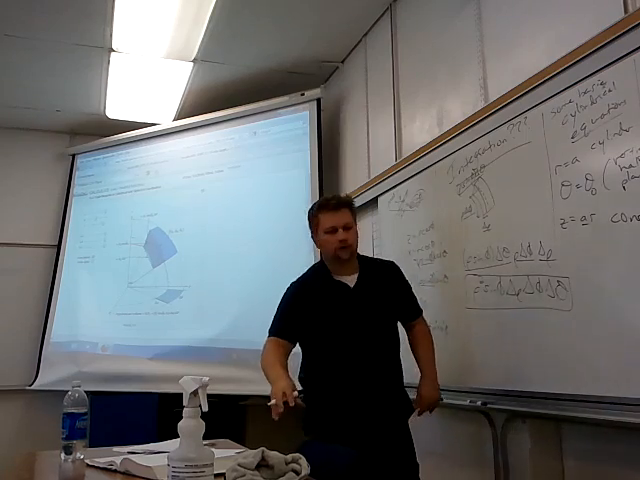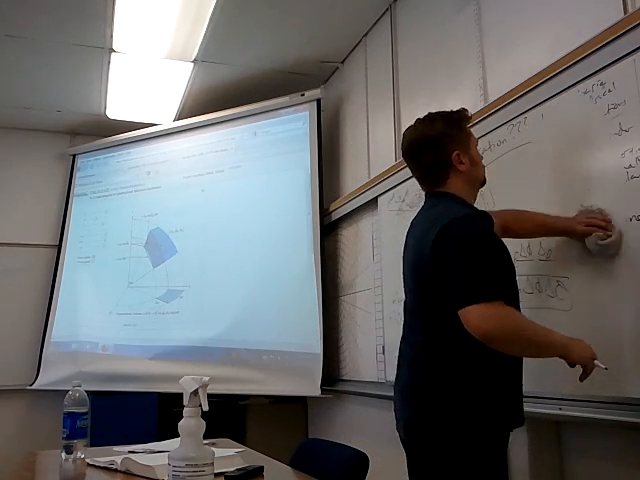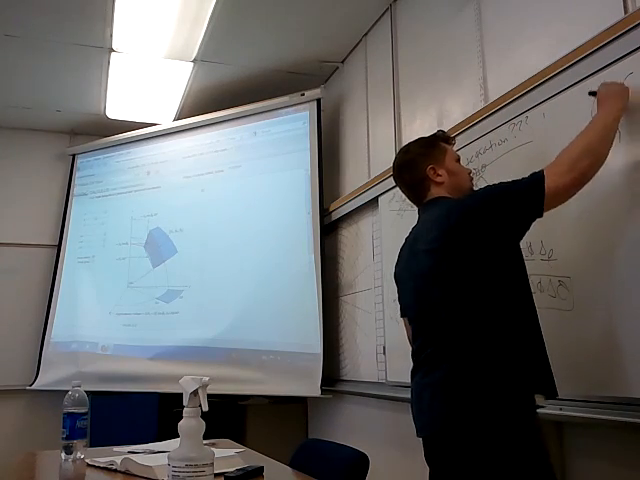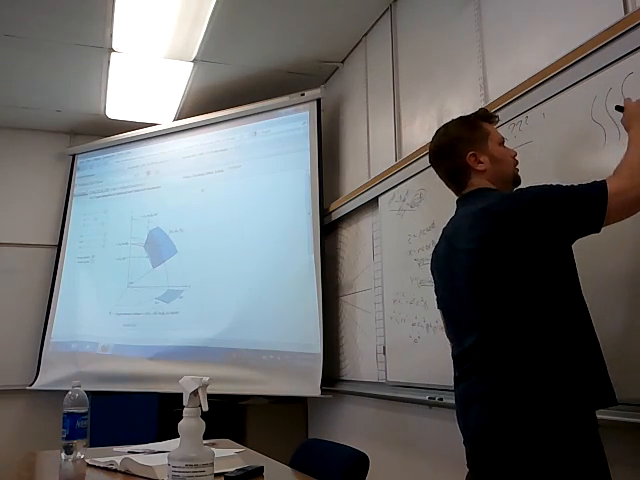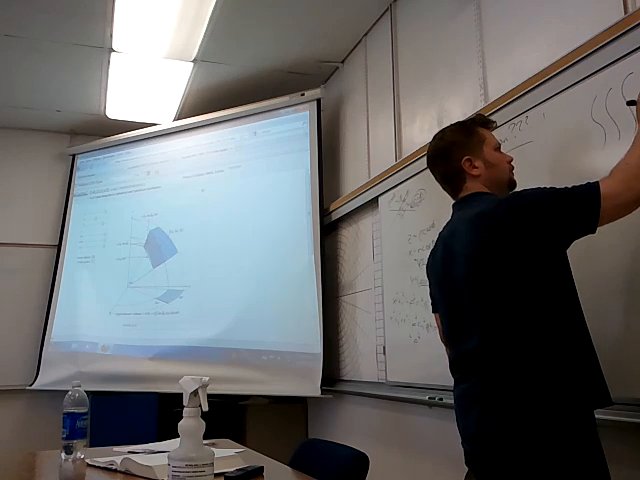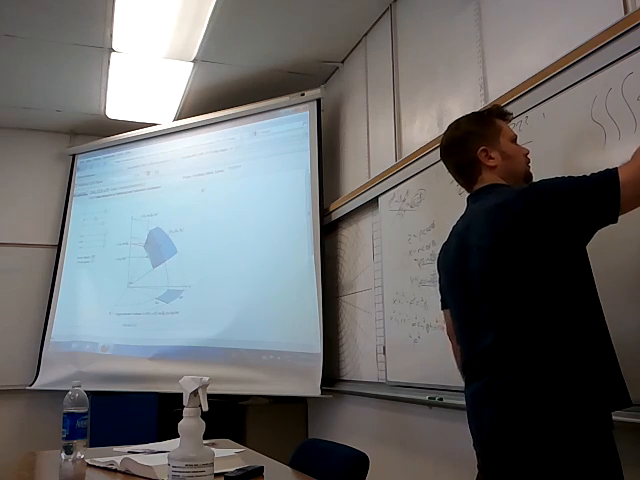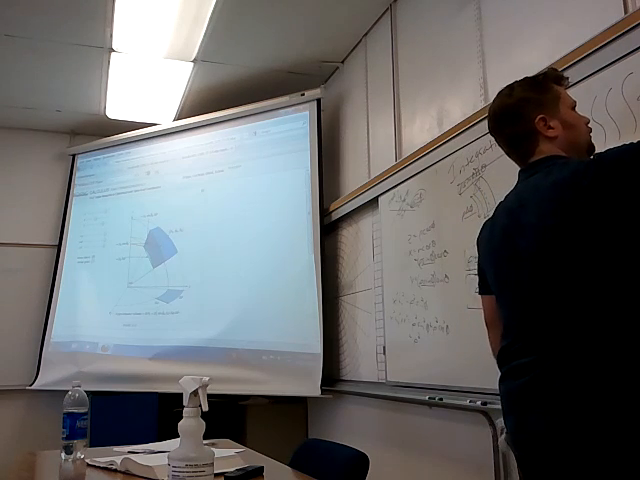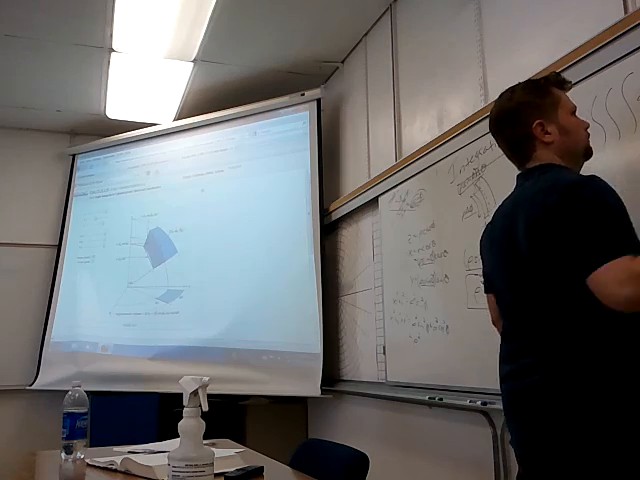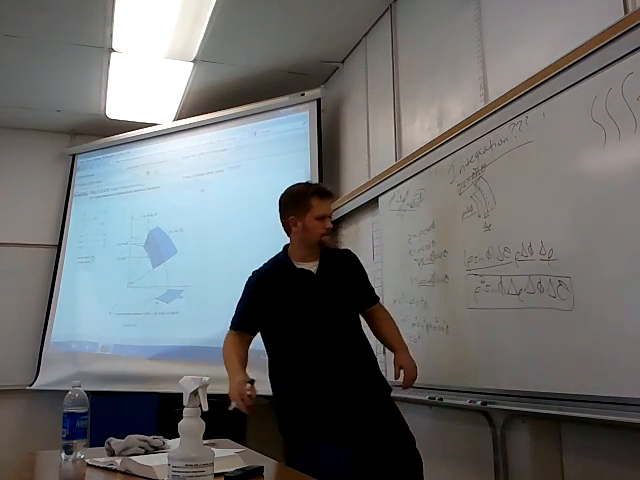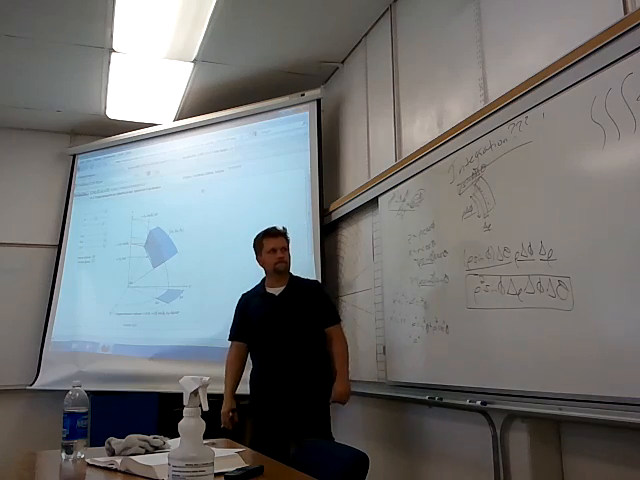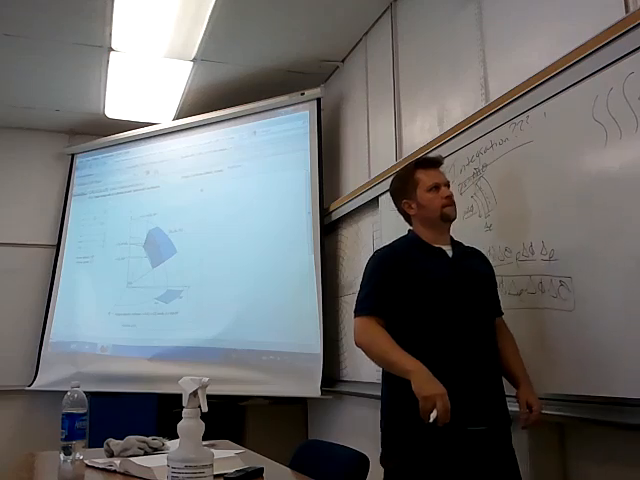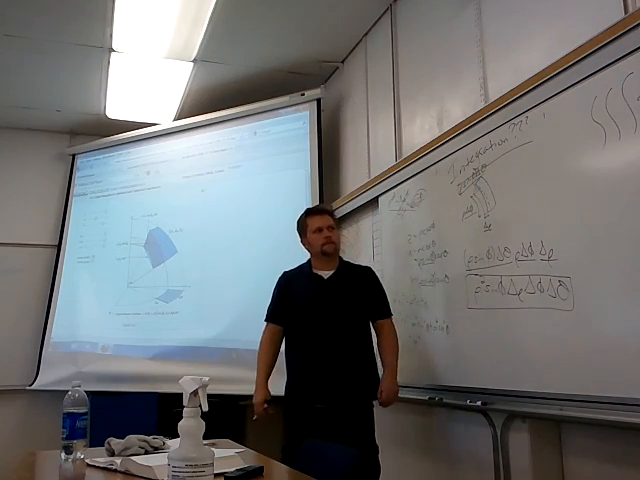So the integral for spherical would look like this. Integral of a function of rho, theta, phi, times rho squared sine phi delta rho delta phi delta theta. It's supposed to be rho theta phi, not r. Yeah, thank you.